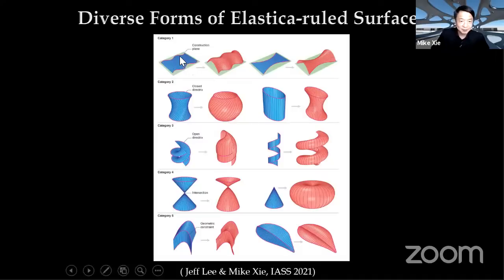So on the left-hand side, all the blue ones are the ruled surfaces with straight lines. By replacing the straight lines with the elastic curve and sweeping through, you can see all these orange or red shapes. These are the elastica ruled surfaces we have generated by simply changing the straight rod into an elastically bent curve.